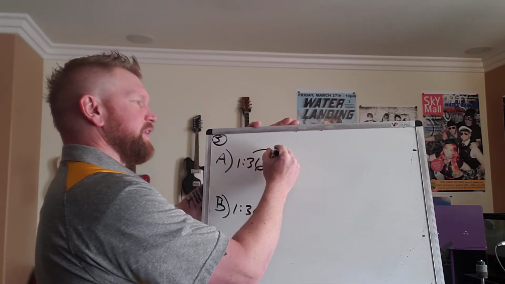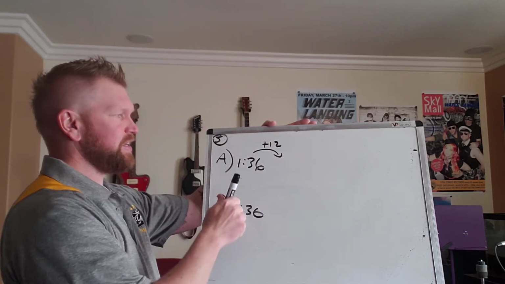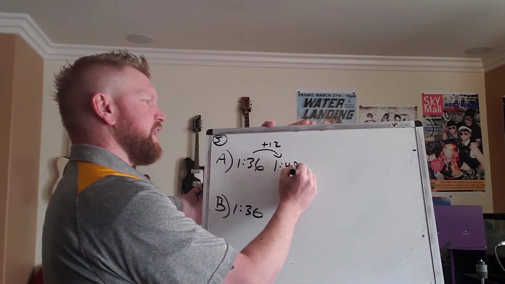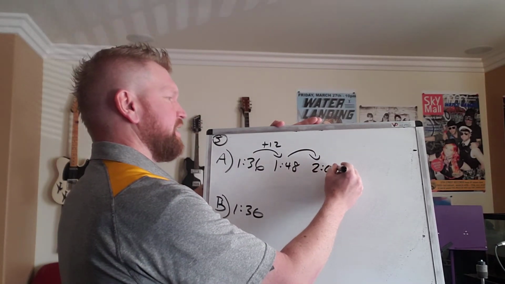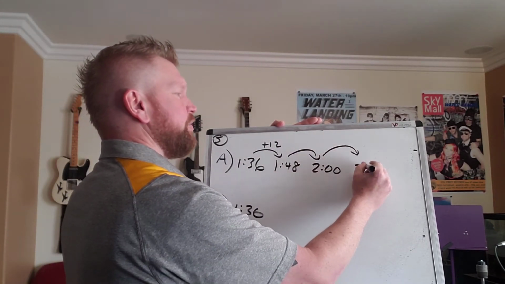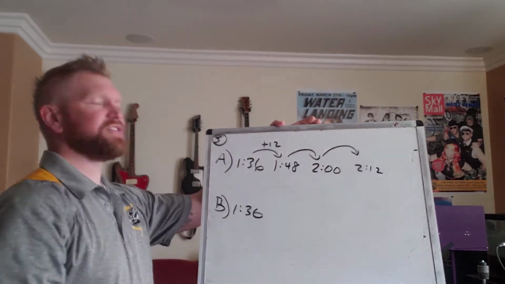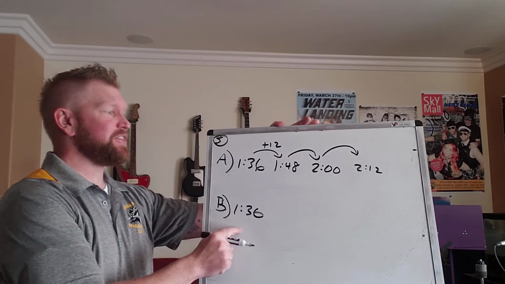This one is every 12 minutes, so we're just going to keep on adding 12 minutes. So now it's going to be 1:48. Add 12 minutes again. That's going to take us to exactly 2 o'clock. Add 12 minutes again. That will take us to 2:12. And we can keep doing this as far as we need to, but let's check out this bus.